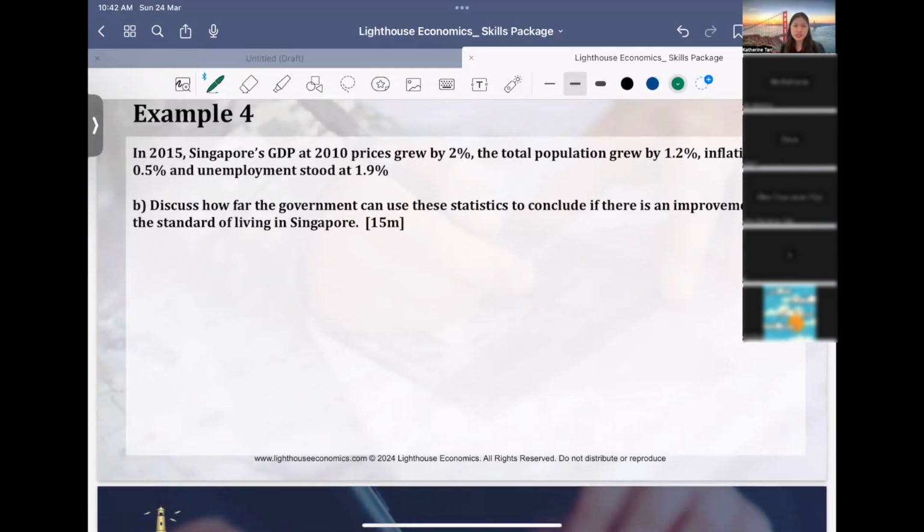In 2015, Singapore GDP at, wait, none of you are J1s, right? No, right? Because I invited people from the other economics class. I don't think any of you are J1s. But J1s, if you're confused about this question, just ignore it, because you haven't learned yet.